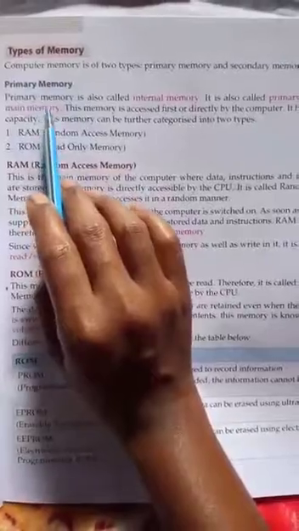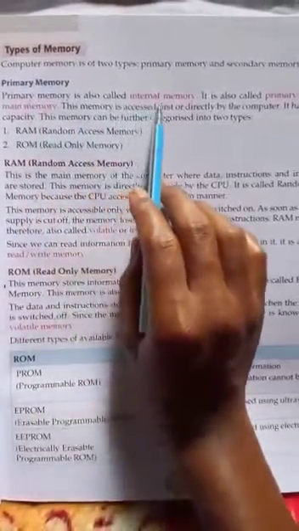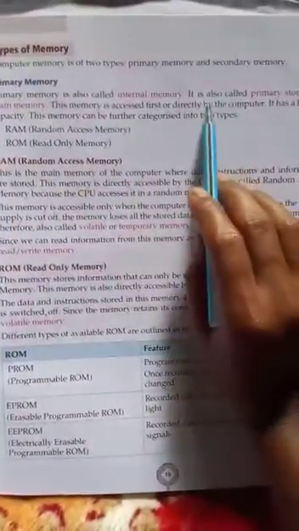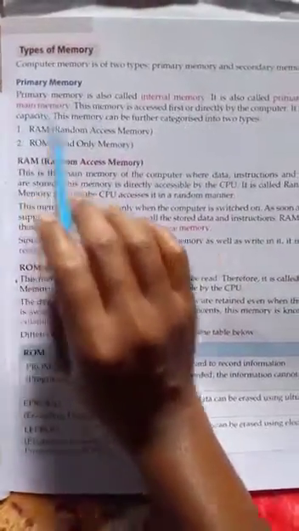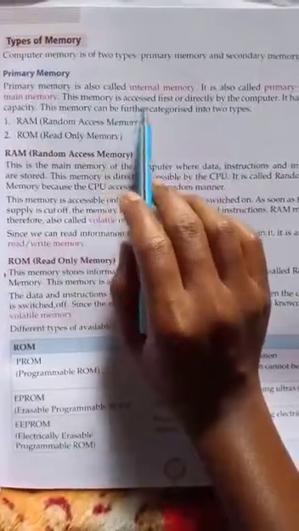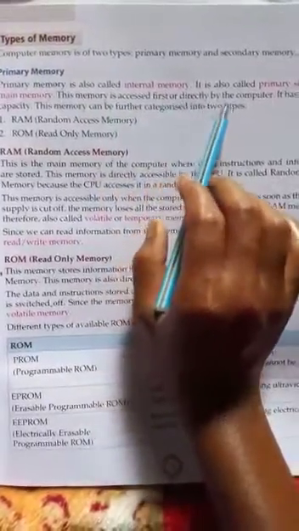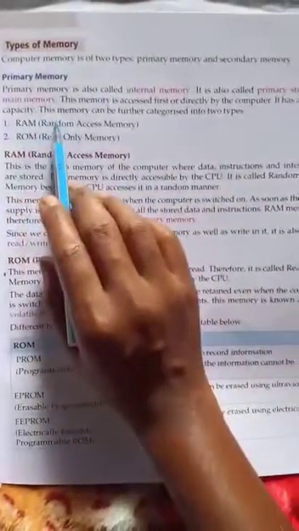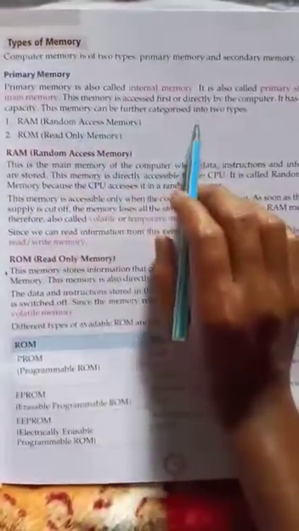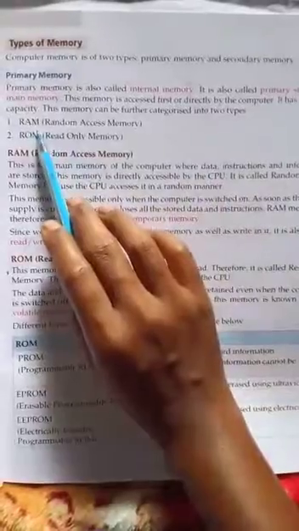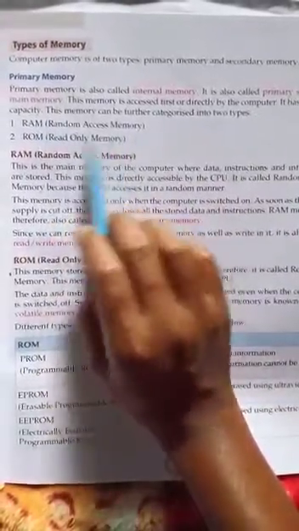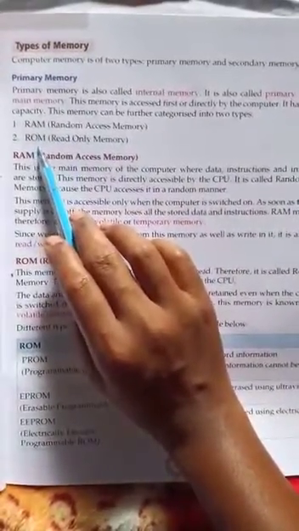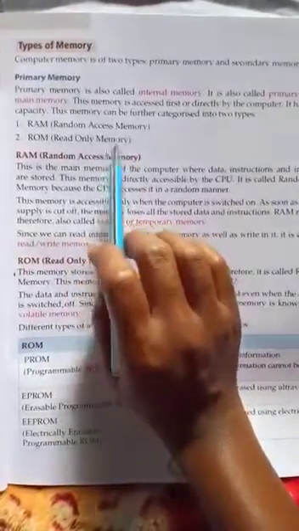So let's know about primary memory. Primary memory is also called internal memory. It is also called primary storage or main memory. This memory is accessed fast or directly by the computer. It has a limited capacity. This memory can be further categorized into two types. RAM, random access memory, and second one is ROM, read-only memory.